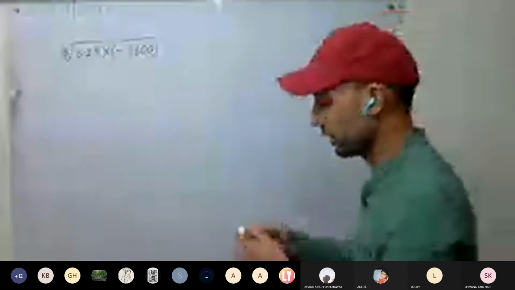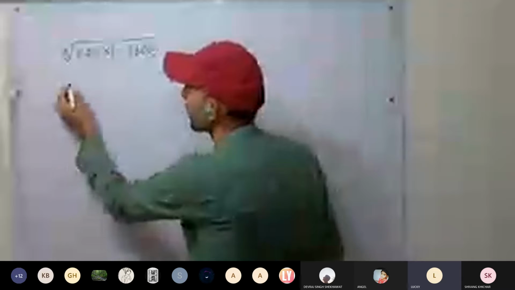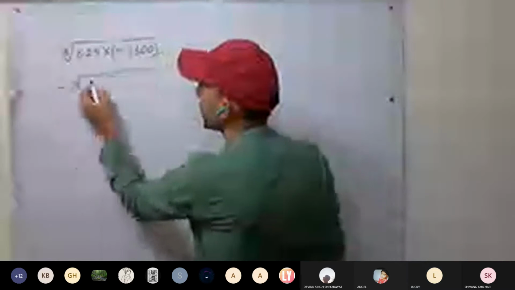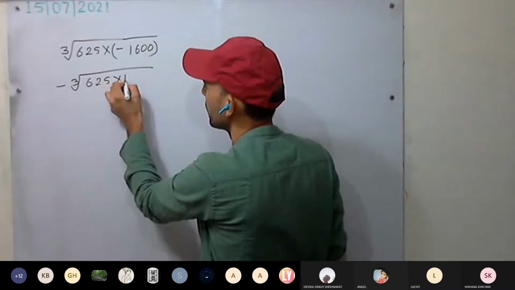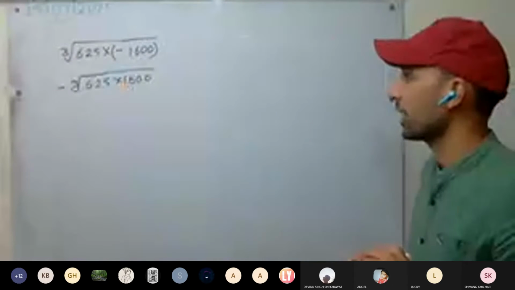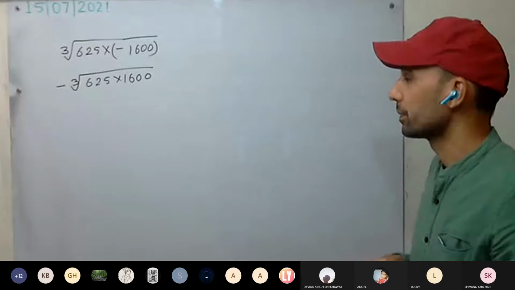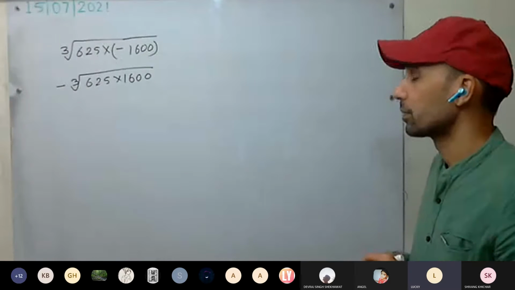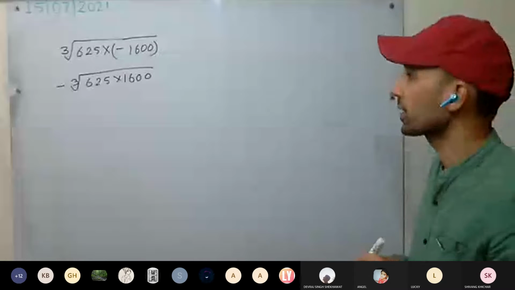Take the minus sign out. Perfect. Throw the minus sign outside. And we get 625 into 1600. Okay. This you got. Now what will be the next step? Factorization. Okay, do the factorization.